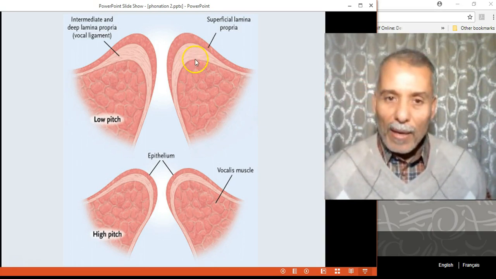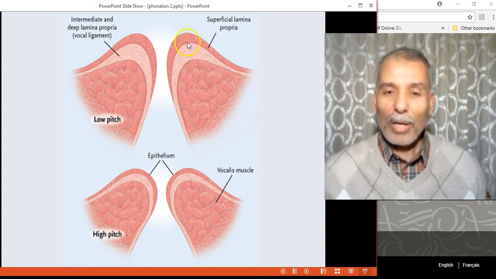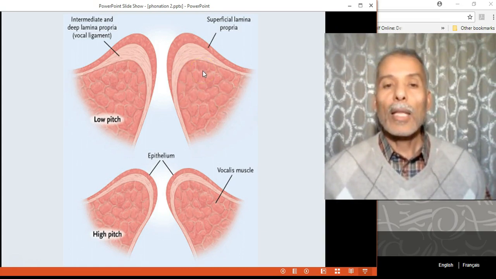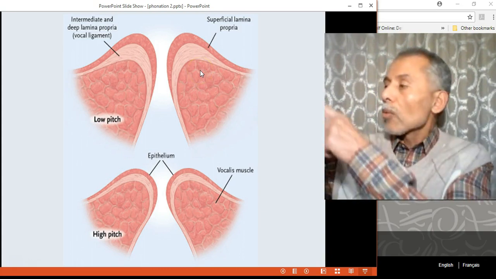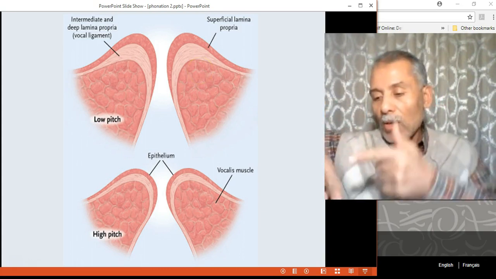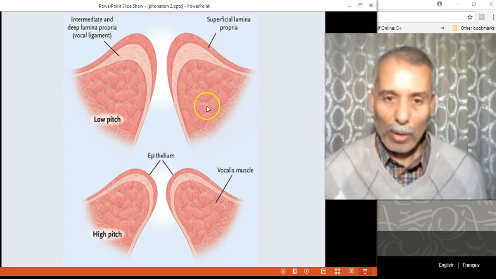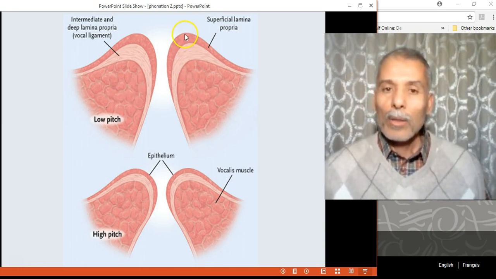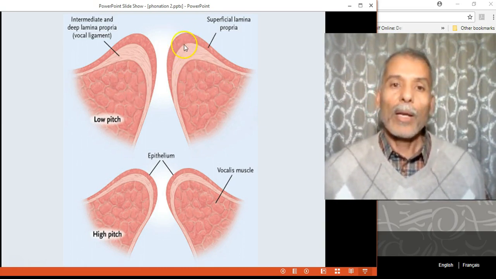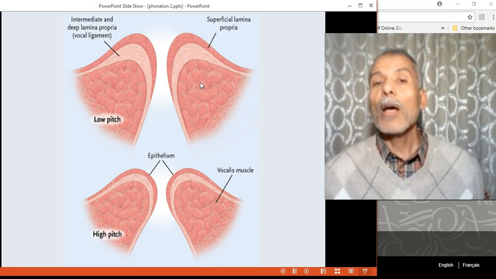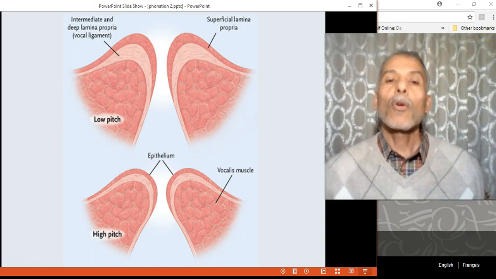Then beneath the lamina propria layers, you have the actual bulk of the muscle that we know as the thyrovocalis. So instead of looking at it lengthwise, you have sliced it, and you are looking at it in a transverse way. You see the bulk of the muscle here. So again: epithelial membrane, superficial lamina propria, intermediate lamina propria, deep lamina propria, and then the thyrovocalis. 5 layers of the vocal folds.